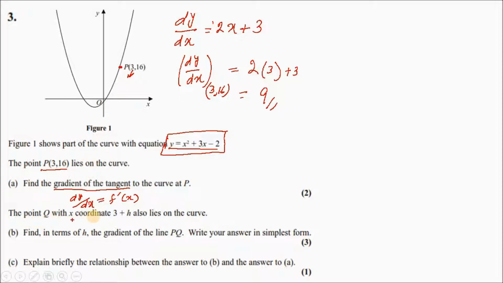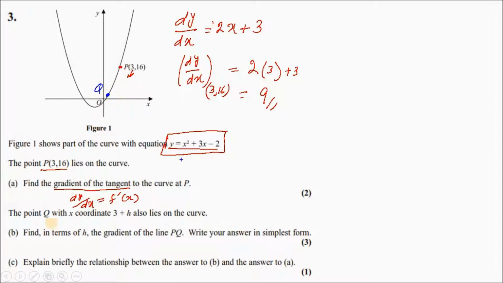The point Q with x coordinate 3 plus h also lies on the curve. Find in terms of h the gradient of the line PQ. Write your answer in simplest form. So we have another point Q on the curve with the x coordinate 3 plus h. So you can imagine, suppose I take a point Q just like this. So this is Q.